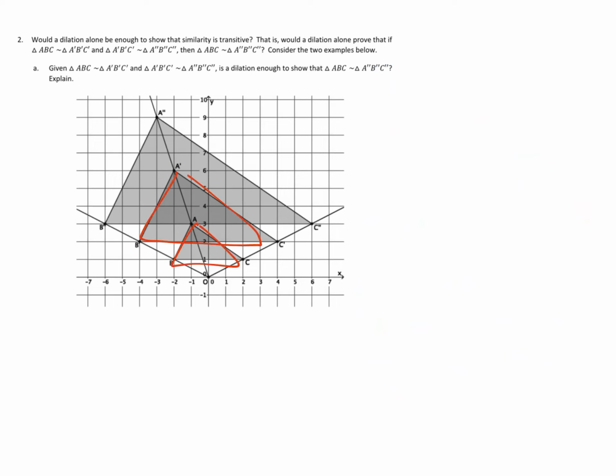Number 2, would a dilation alone be enough to show the similarity is transitive? That's a property that says if one is similar to another and that one is similar to something else, then they are all similar to each other. So if the original is similar to the first prime and the first prime is similar to the second prime, then the very original piece is similar to the second.